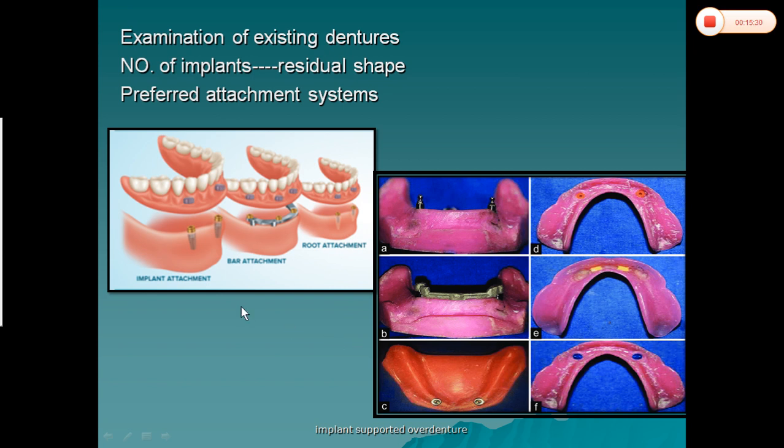So now we have seen we have ball attachment, bar attachment, magnetic attachments. Now we have decided the number of implants. So most probably for mandible, 2 implants are placed. So when you place minimum 2 implants, it will provide the advantage of implant. What is the advantage of implant? Retaining the ridge anatomy and also the overdenture. Advantage of overdenture: retention, stability, and proprioception.